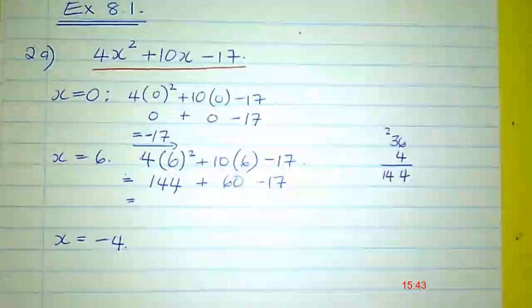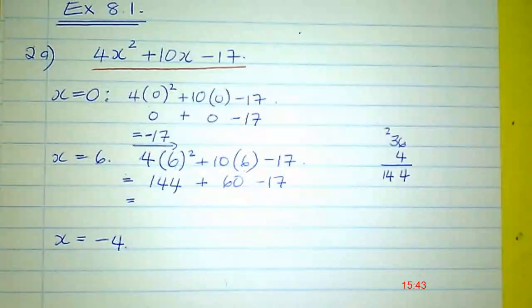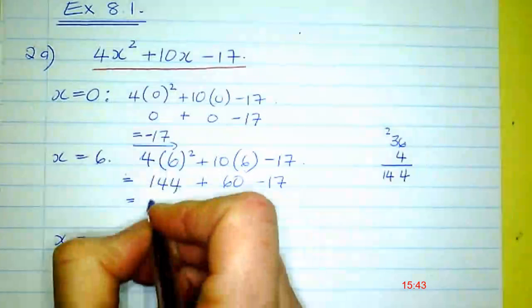And maybe at this stage, we can be allowed to pick up our calculator and work out what that comes to. So 144 plus 60 minus 17. Who can get there fast? I think I'll just use my calculator. And you're allowed to, obviously. 144 plus 60 minus 17. I get 187.